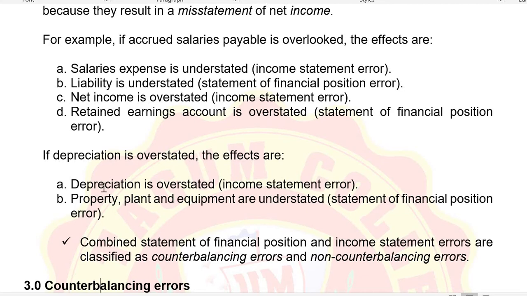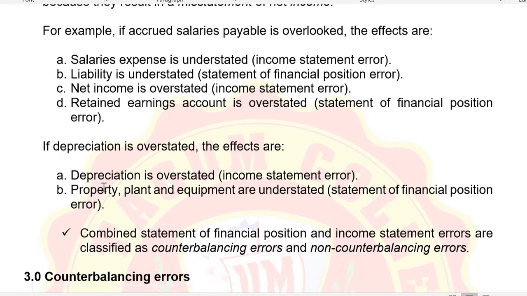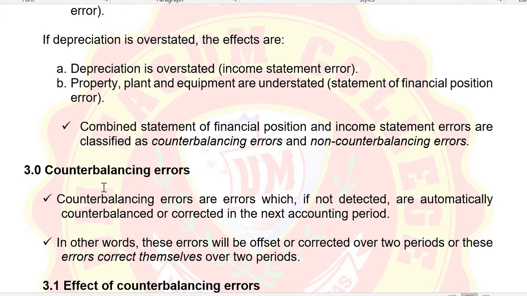Okay? So combined statement of financial position and income statement errors are classified as either counterbalancing errors and non-counterbalancing errors. So what are those counterbalancing errors? So counterbalancing errors are errors which are not detected or automatically counterbalanced or corrected in the next accounting period. Okay, so even though yung error is di mo na correct in a prior period, no? Para mag-self-correct lang siya, okay? Even though hindi mo siya na-correct, it will automatically correct, no, in the next accounting period, okay? In other words, this error will be offset or corrected over 2 periods, or these errors correct themselves over 2 periods, okay? Yan siya.